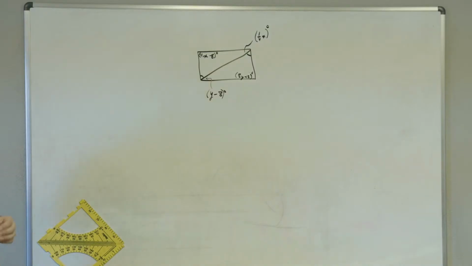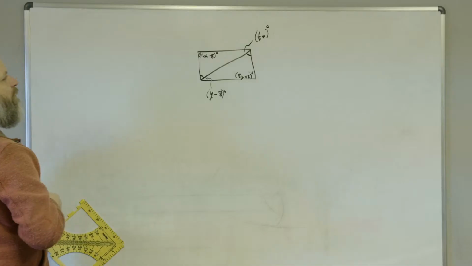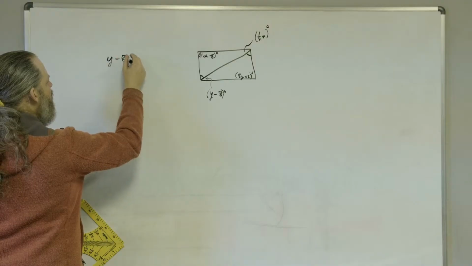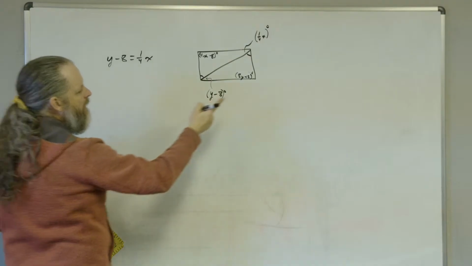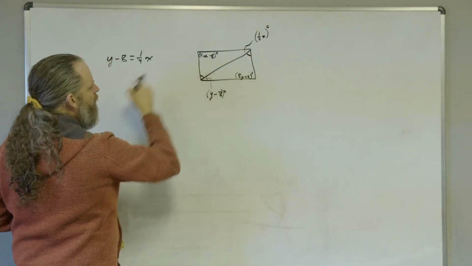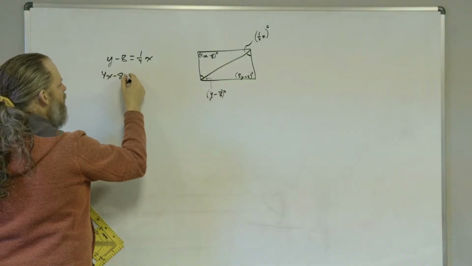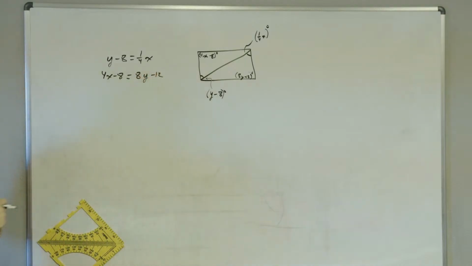So I think we're going to have to use a system. We've got two variables and two equations, right? We can set them up. So this one equals this one. Let's go ahead and write what we know and then see what we can do with it. All right, so y minus 8 equals 1/4 x. And then these opposite angles are congruent, so 4x minus 8 equals 8y minus 12. So we have two equations and two variables. That's a system. We can solve it.